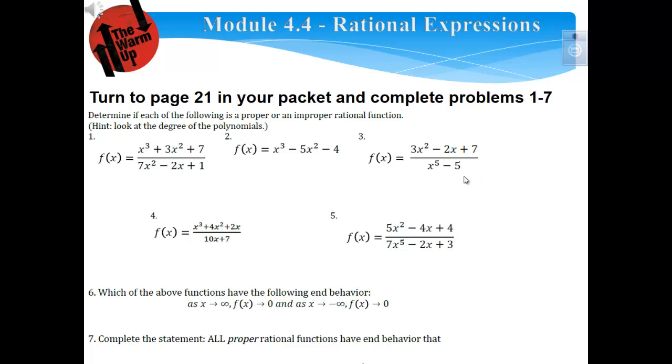Hey you guys, this is module 4.4, Rational Expressions. So go ahead and take out your packet and turn to page 21, and we're going to work on problems 1 through 7. Now as you're getting that out, I'll go ahead and read the directions.